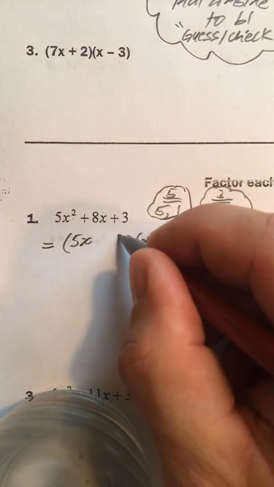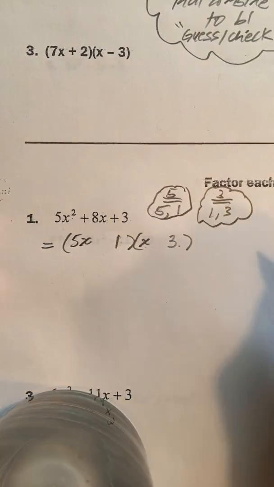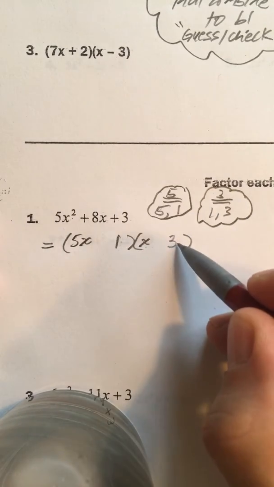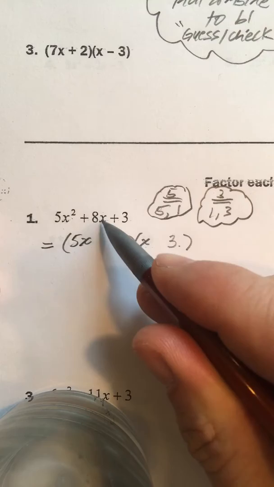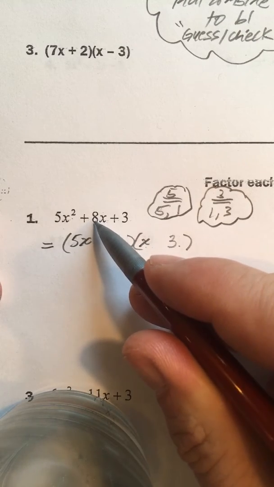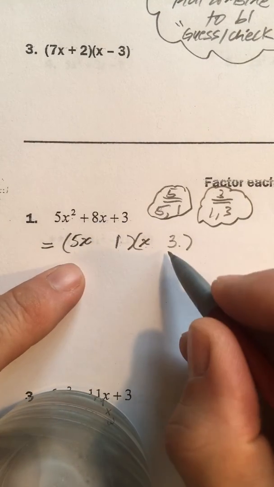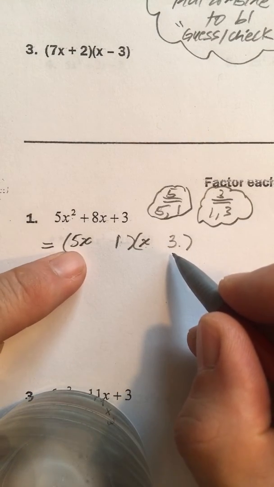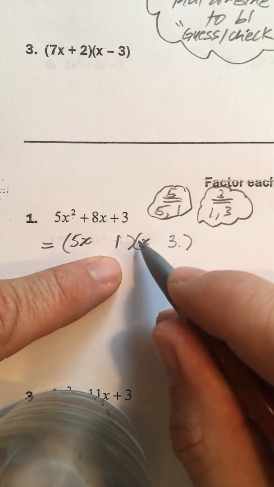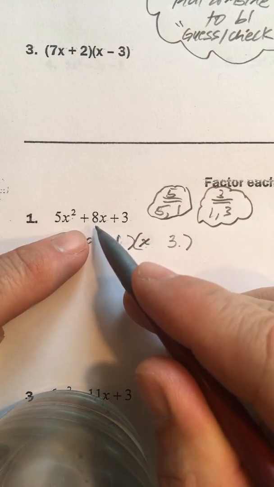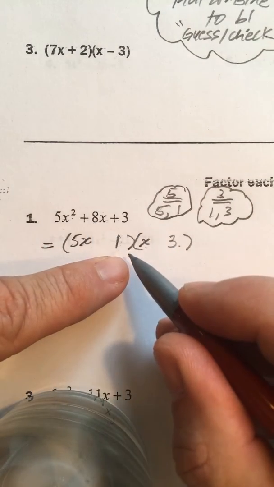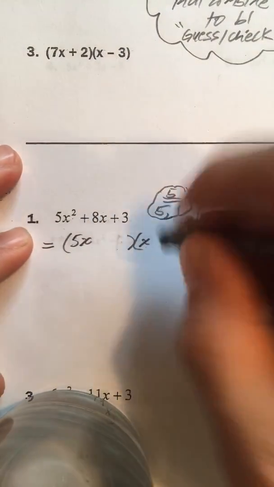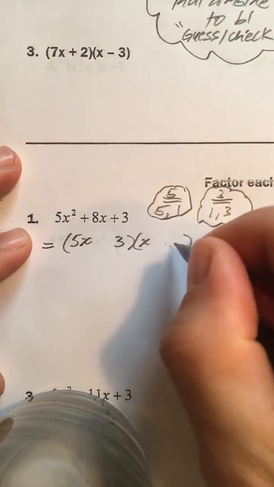So let's say, for example, I put a 1 here and a 3 here. Okay, what we're trying to do is we know a 1 times a 3 will give us a positive 3, but we're trying to create 8 here in the middle. So when I use FOIL to check, the outer is going to give us 15x, the inner is going to give us 1x, and there is no way of creating 8 with a 15 and a 1. So that means this can't be the correct combination, and I'm going to go with a 3 and a 1.